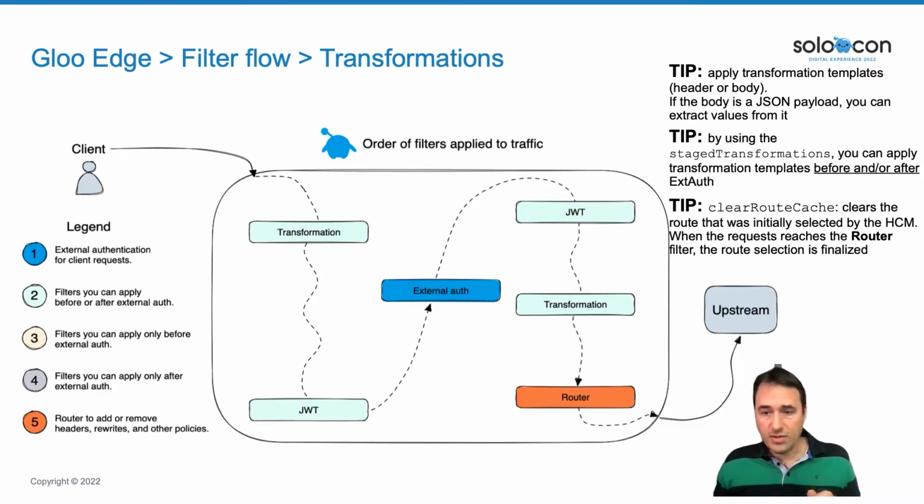There is also something called clear route cache that I will explain now. When the request reaches the HTTP connection manager, so it's in the filter chain, the routing decision is made. So based on headers and other things, the decision of the destination is already done at the beginning. But in the middle, using filters, you can introduce or remove or manipulate different headers. So at some point, you can decide with this clear route cache to evaluate again the routing decision.